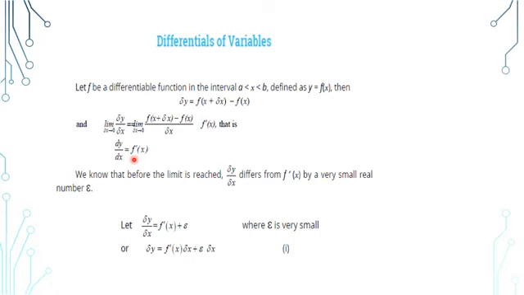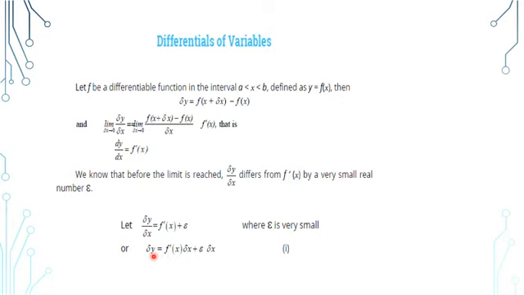We know that before limit is reached, del y by del x differs from f dash of x by a very small real number epsilon. So we can replace del y by del x is equal to f dash of x plus epsilon, where epsilon is very small.